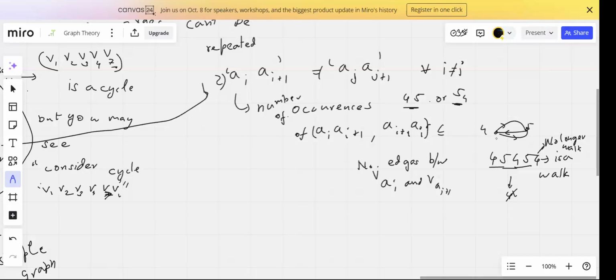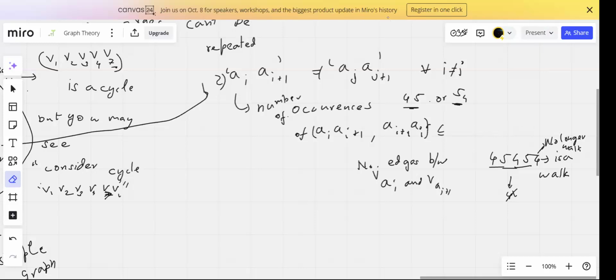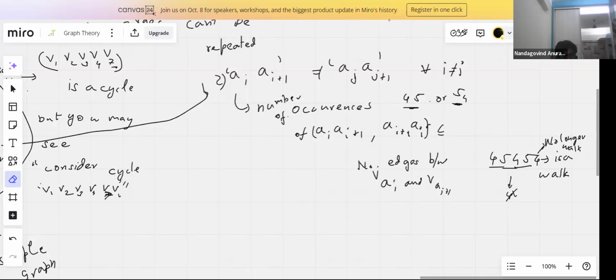Does that make sense? If you have a problem where you have to count the number of walks or paths, wouldn't it be very difficult to do so? Because there can be numerous walks when we hit the same vertex twice or thrice. You want to count the number of walks in an arbitrary graph.